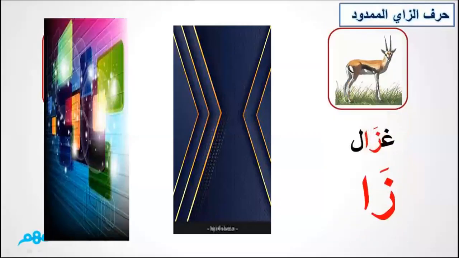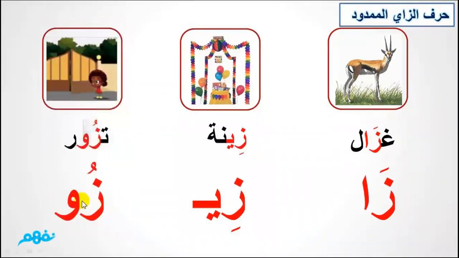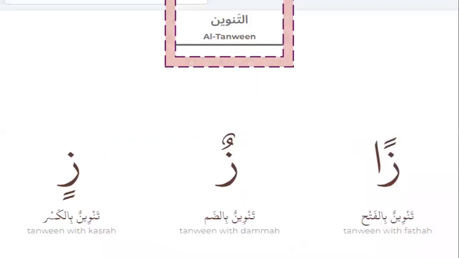Examples. Ghazalon. Please repeat. Ghazalon. It's ghaza, not ghazal. No, not short, it's long. Zinaton. It's zi, not zina. Tazuru. Please repeat. Tazuru. It's not tazur. It's tazuru. Make the long vowel dhamma.